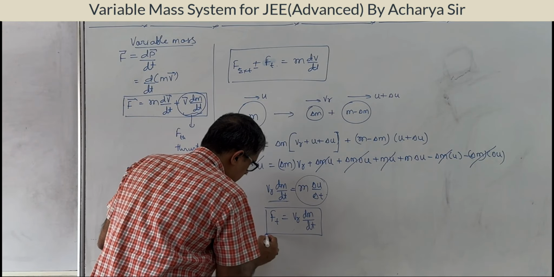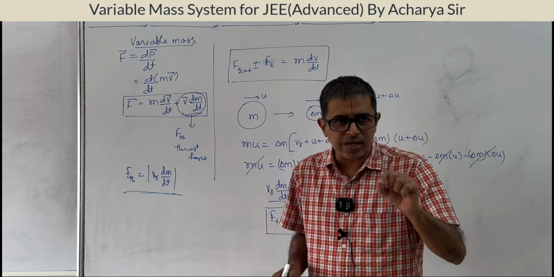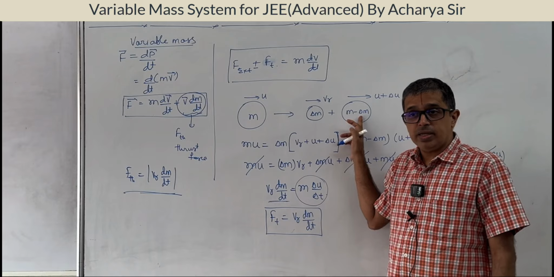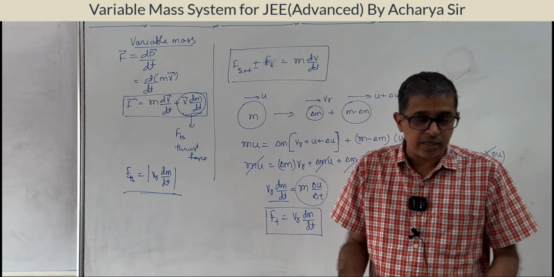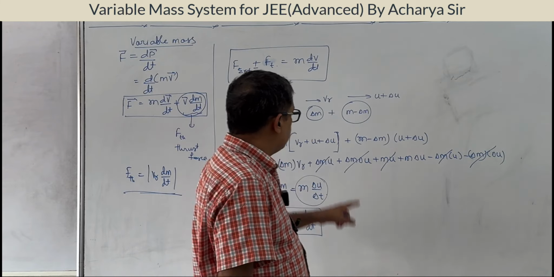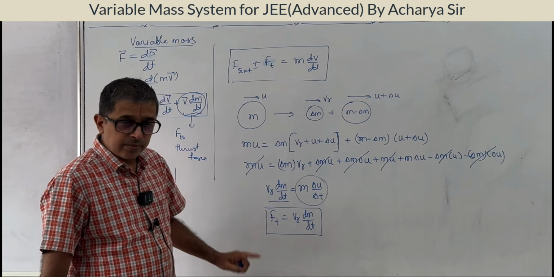Now you have to understand one very important point. You have solved the problem for one specific case of decreasing mass. Mass can also be increasing. An example of increasing mass is a conveyor belt, when mass is falling on it. So mass can be increasing, mass can be decreasing.